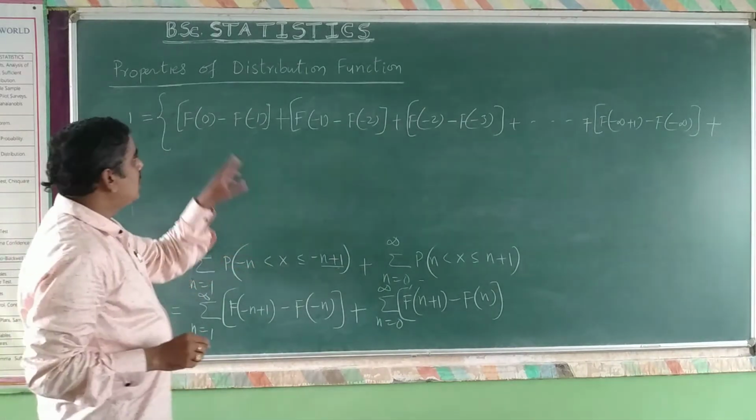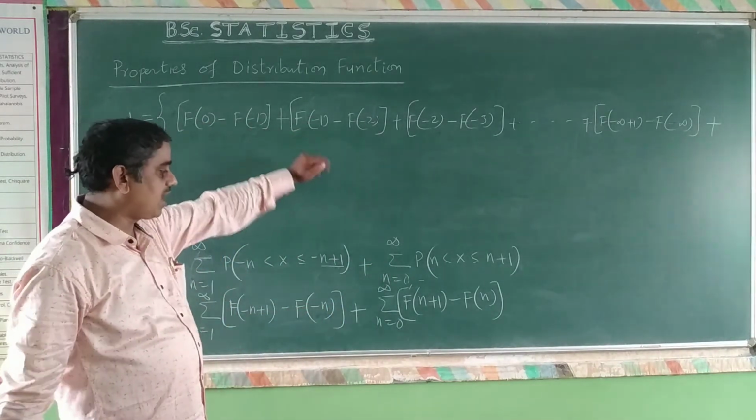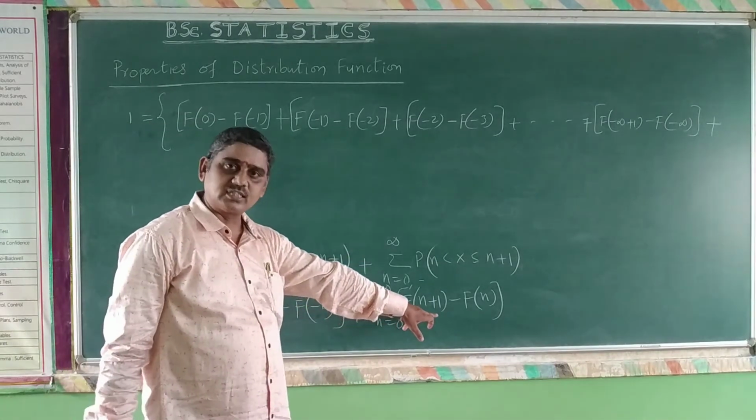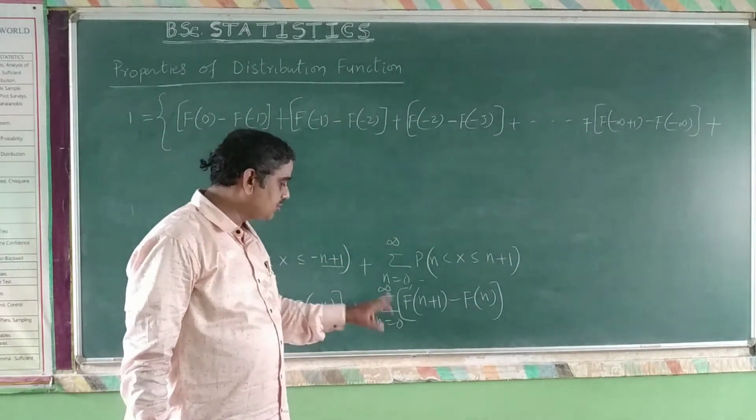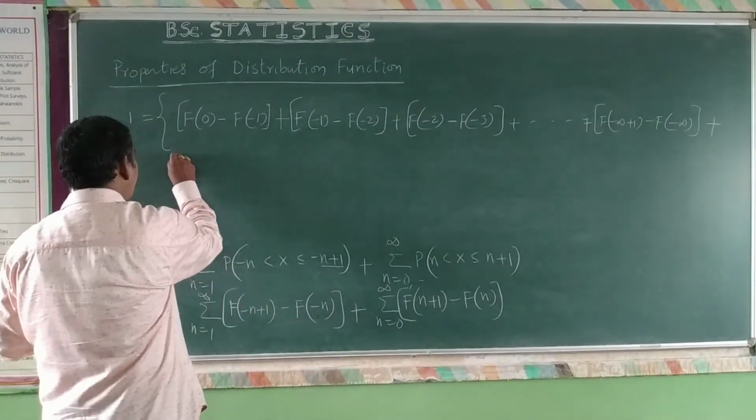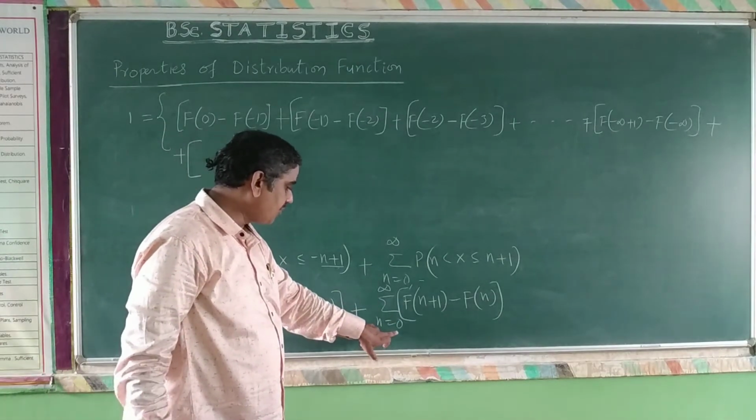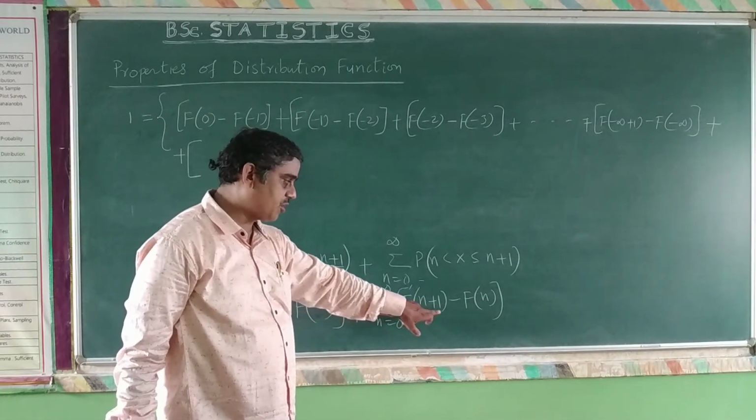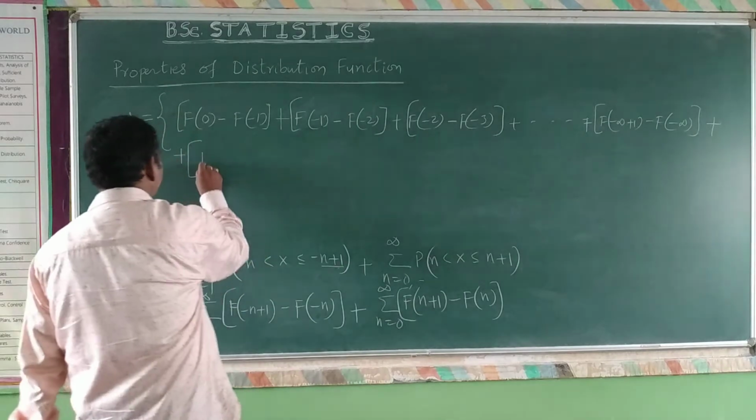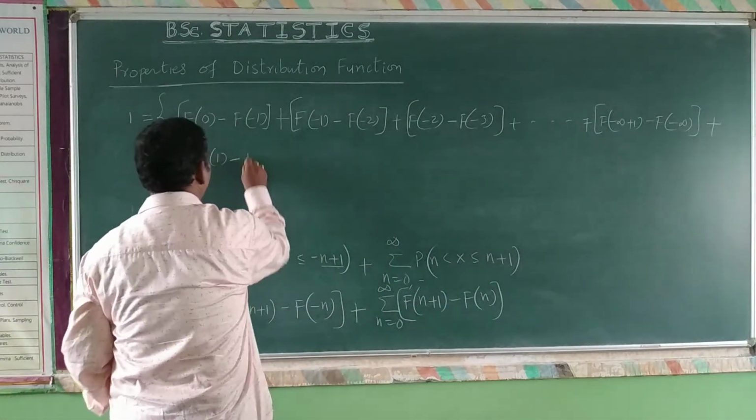That is, I have written all the values of the first term in the first line, and coming to the second term, summation n is equal to 0 to infinity, in the second line. Right? Now again plus. Now substitute n is equal to 0: f of 0 plus 1, that is f of 1, minus f of 0.